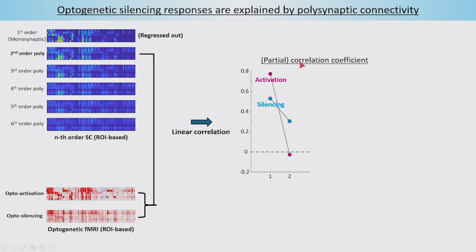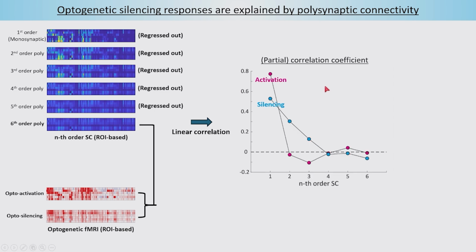For the second order polysynaptic connectivity, we calculated the partial correlation coefficient while regressing out the first order, because these polysynaptic matrices have very strong interdependency between each other. So we want to see the unique contribution of this specific order of connectivity. And as you can see here, there is still a significant correlation with optogenetic silencing, but not with optogenetic activation. And we did the same procedure for third order and so on.